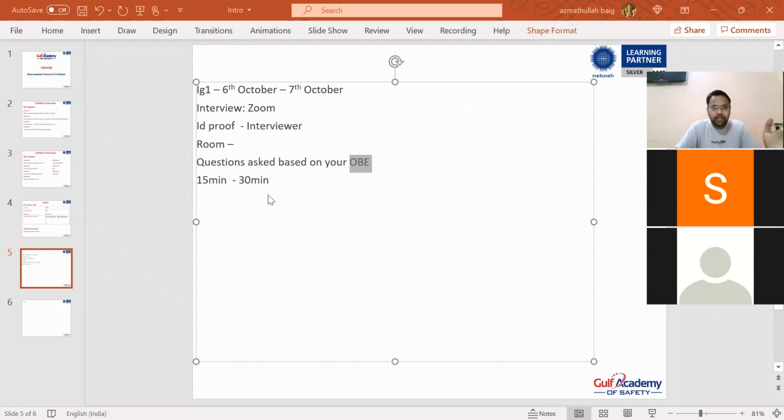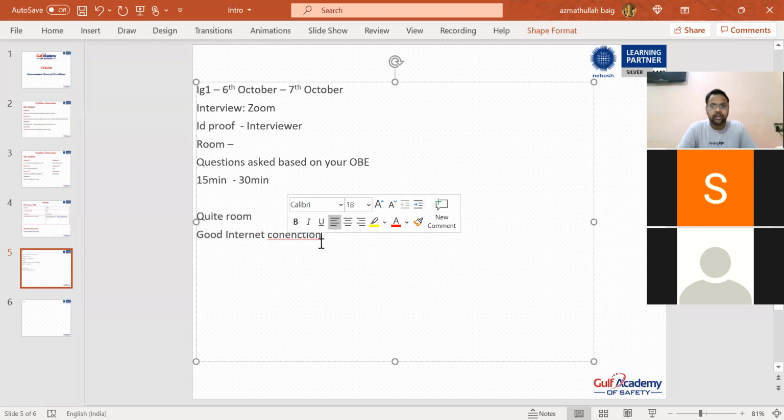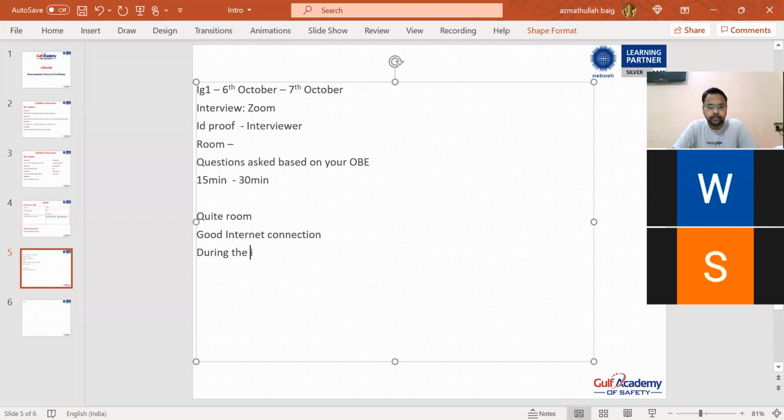But the only thing is, make sure whenever you are joining the closing interview, you are sitting in a quiet room and you have a good internet connection. You can have a glass of water with you. Quiet room, good internet connection, and there shouldn't be any documents. You cannot refer to any papers, answer sheets or question paper during the interview. You cannot refer to anything during the interview. Clear? Yes.